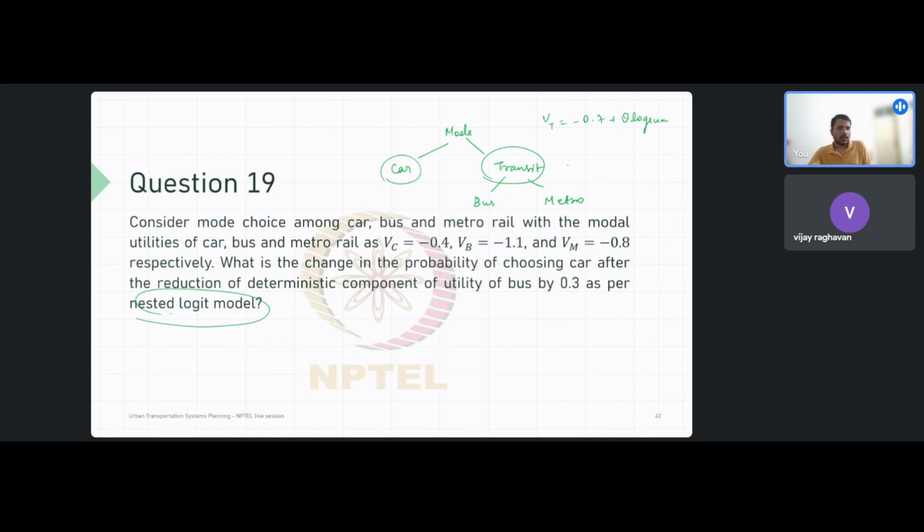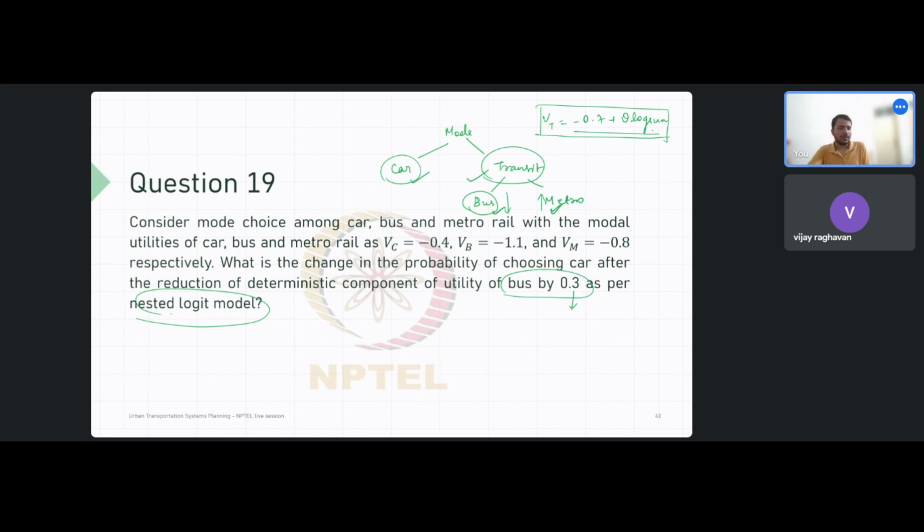So the change we make in bus utility will decide how the probability of bus or metro will change once transit is chosen. Here we have nested them, so bus and metro are clubbed together. First we will choose between car and transit. Once we choose transit, then we will decide whether to choose bus or metro. Here we are reducing the bus utility by 0.3. So obviously the metro probability will go up and the bus probability will go down. But we are not making any change in the transit utility. That remains the same, minus 0.7 plus theta log sum.